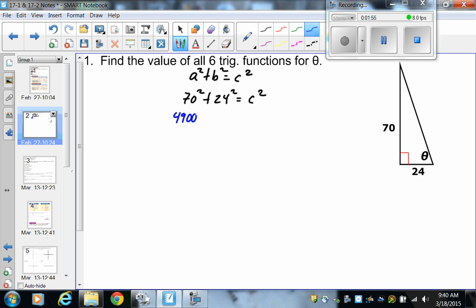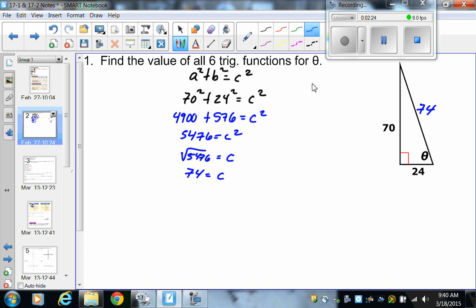4,900 plus 576, which gives me 5,476. Take the square root of that, so the square root of that number is c, which comes out to be 74. So I'm just going to label that on this side of the triangle.